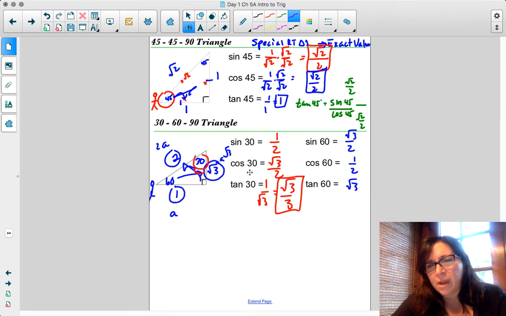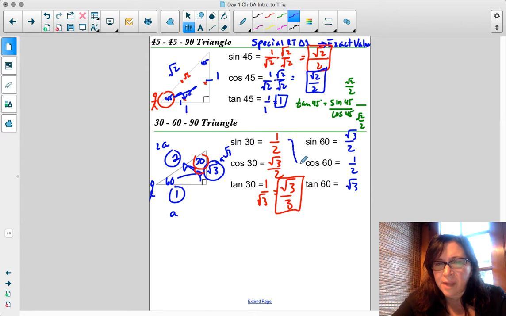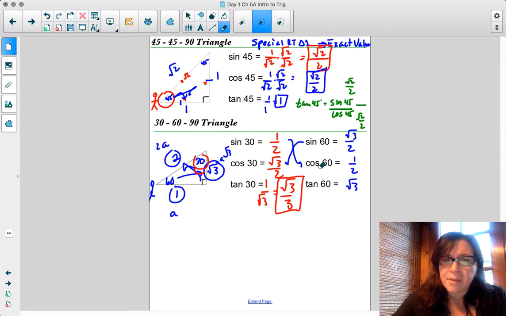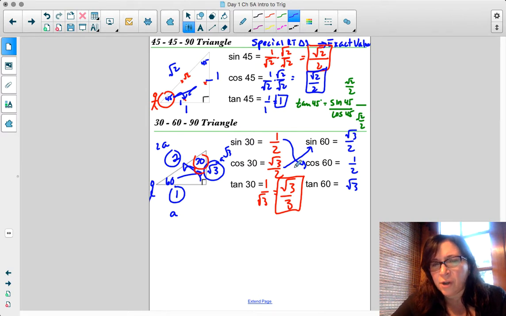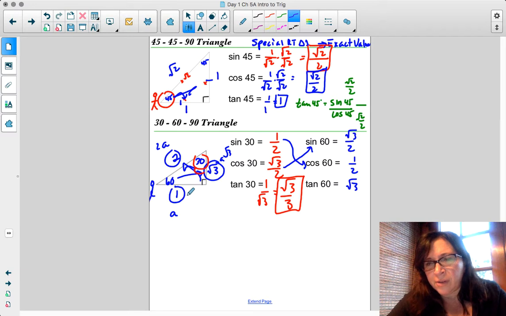Something to notice about these values right here, and that is, notice that these two values here and these two values here are congruent, meaning, let me say that again, sine of 30 is the same as cosine of 60. And cosine of 30 is equivalent to sine of 60. And the reason is because they're called cofunctions. And that's a lesson that we're going to be doing day 2.